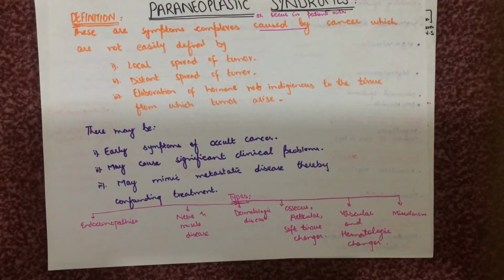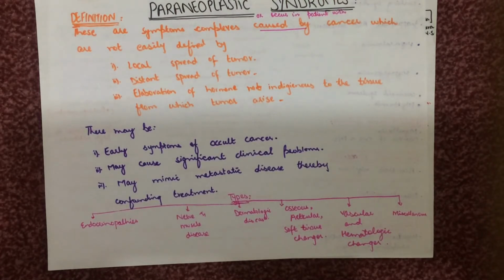According to Robbins, it occurs in patients with cancers. Means that in a patient suffering from neoplasia, you can't define these symptoms simply by seeing the local spread of tumor within a patient. Are you supposed to see the distant spread of tumor? No, that won't lead to a clear-cut definition.